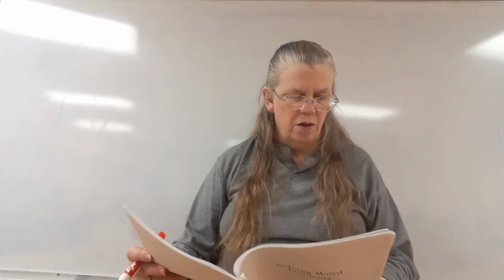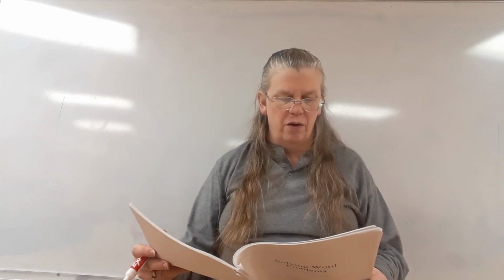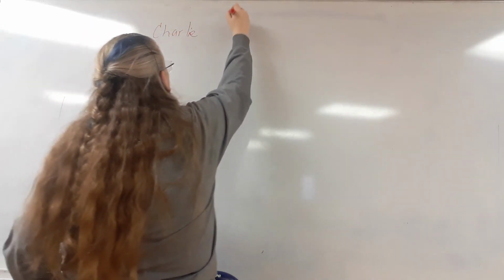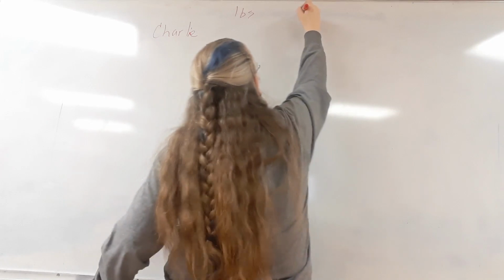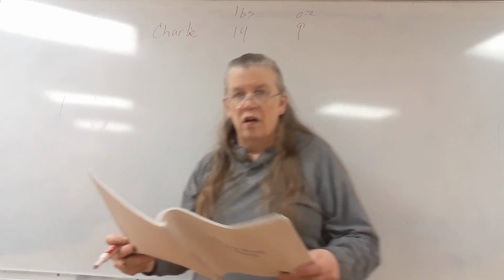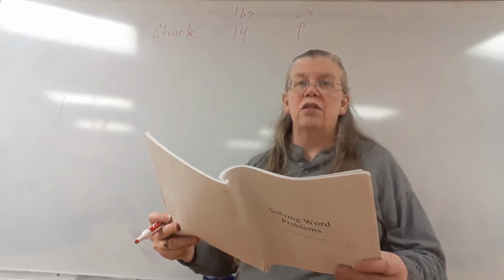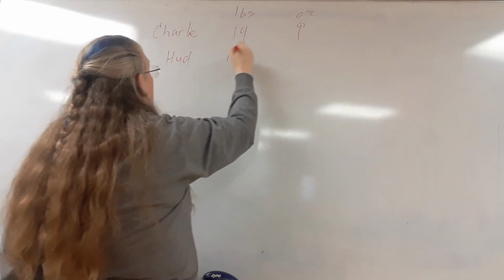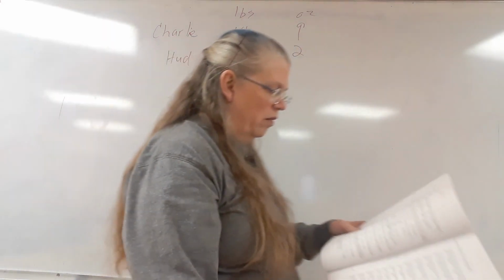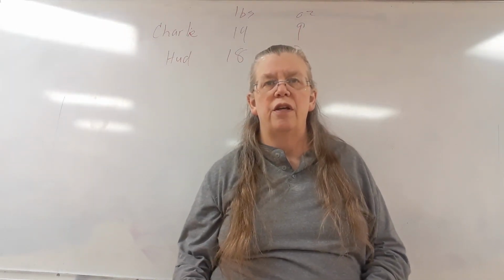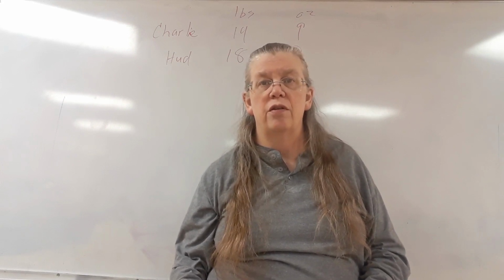Okay, first problem. Charlie caught a fish that weighed 14 pounds, 9 ounces. Hud caught one that was 18 pounds, 2 ounces. How much more did Hud's fish weigh? Pause the video and do the problem. Then restart the video to see the answer.